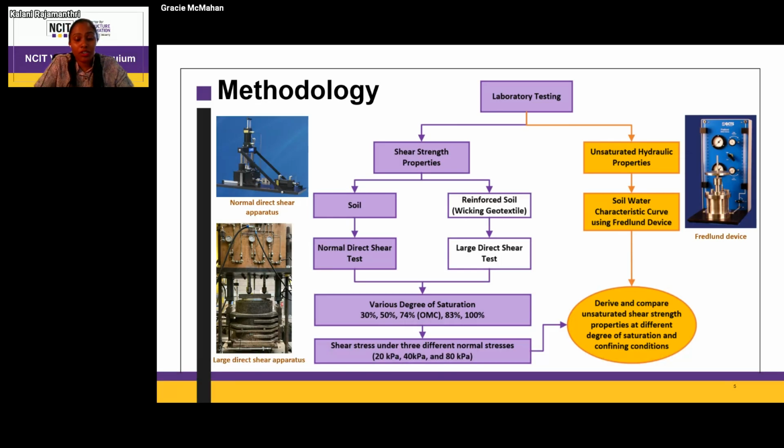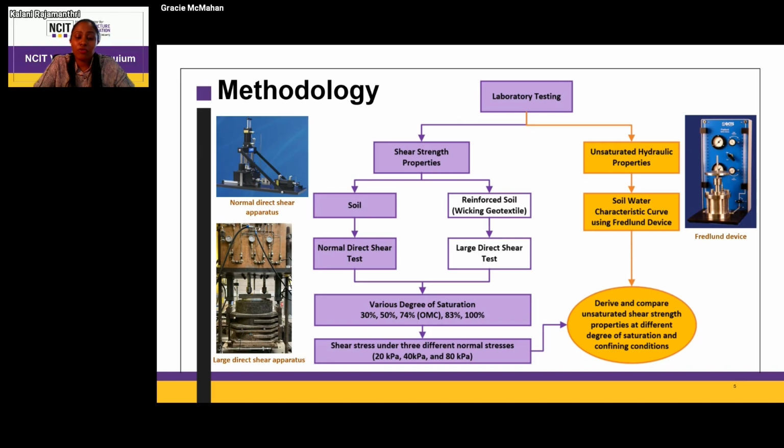This is the methodology for my research. This study involves laboratory testing to assess both shear strength properties and the unsaturated hydraulic properties. On the left, we tested two types of soil samples: regular soil and soil reinforced with the Bhuiyan geotextile. We conducted normal direct shear testing for the regular soil and large direct shear testing for the reinforced soil. Tests were performed at various degrees of saturation, varying from 30% to 100%, under different normal stresses of 20, 40, and 80 kilopascals.